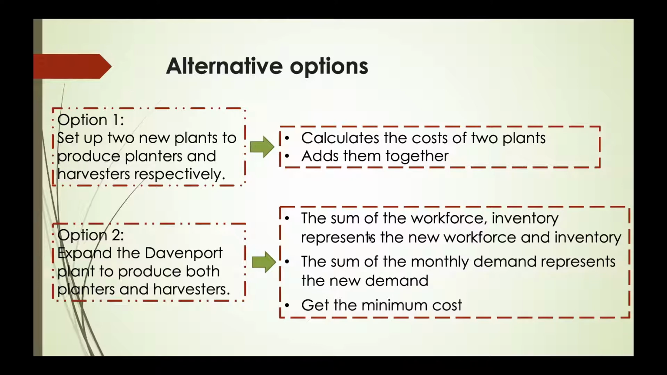We use linear programming to resolve this planning problem. For the first option, we calculate the minimum production costs of two plants in a year and then add them together to get the final total cost. For the second option, we add the workforce and inventory of two plants at the beginning of the year to represent the new workforce and inventory after the merged plant. The sum of the monthly demand represents the new demand for each month. At last, we use Solver to get the minimum total cost, subject to the constraints.